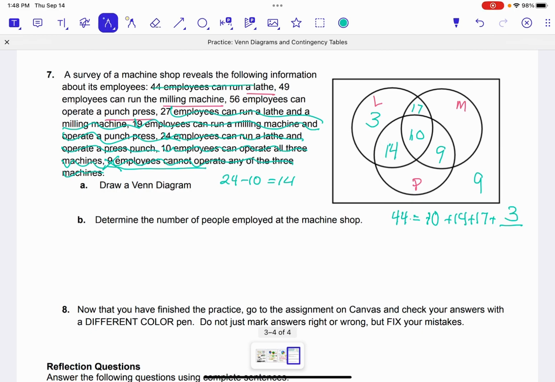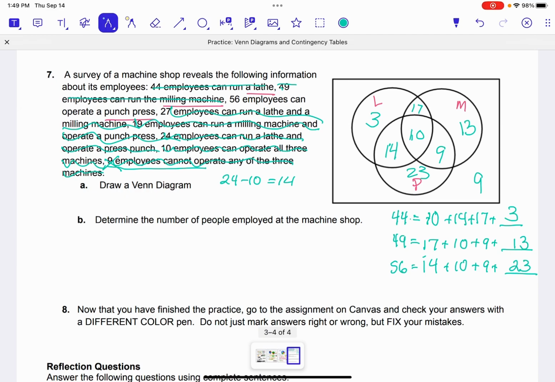Okay, so we did the lathe. So then 49 run the milling machine. So 49 equals, and we have 17 plus 10 plus 9 plus some unknown. 27 plus 9 is 36. 49 minus 36 is 13 left over there. So we got 13 here. And then last but not least would be the 56 who can do the punch press. 56. And to add up to that would be 14 plus 10 plus 9 plus our unknown. That's 24 plus 9 is 33. To get to 56 would be 23.